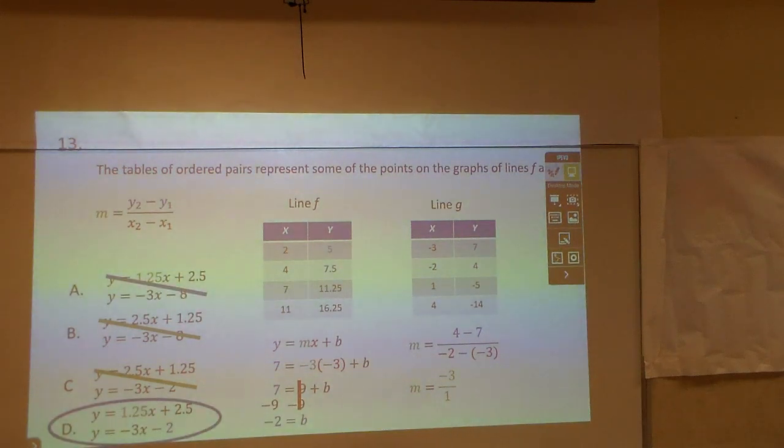Okay, I guess we have extra there. Because the y-intercept was right there. Woo, doggies.